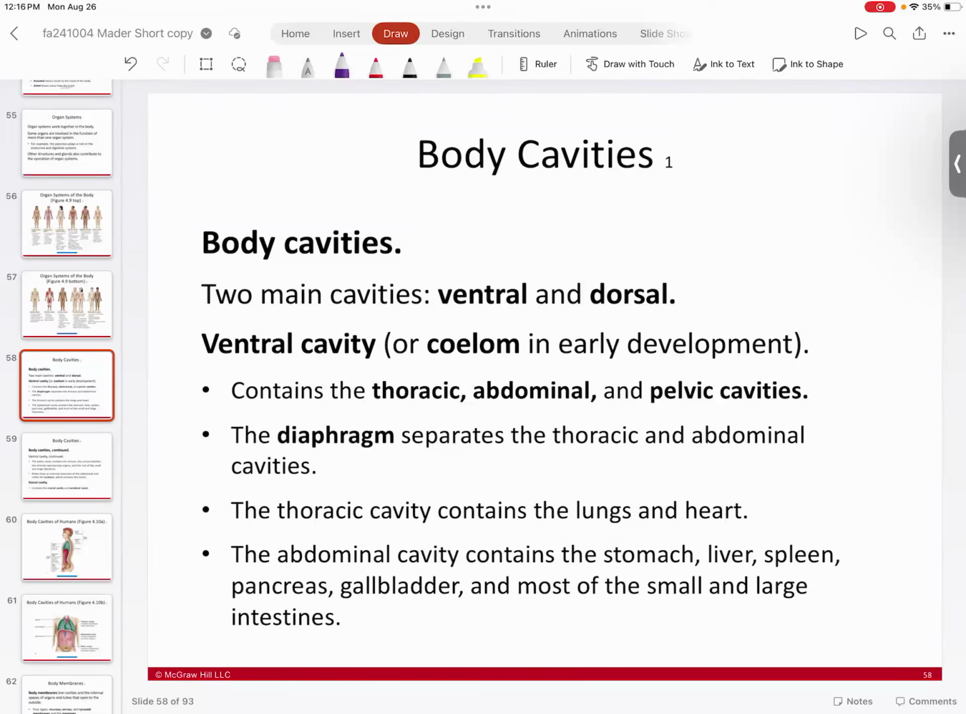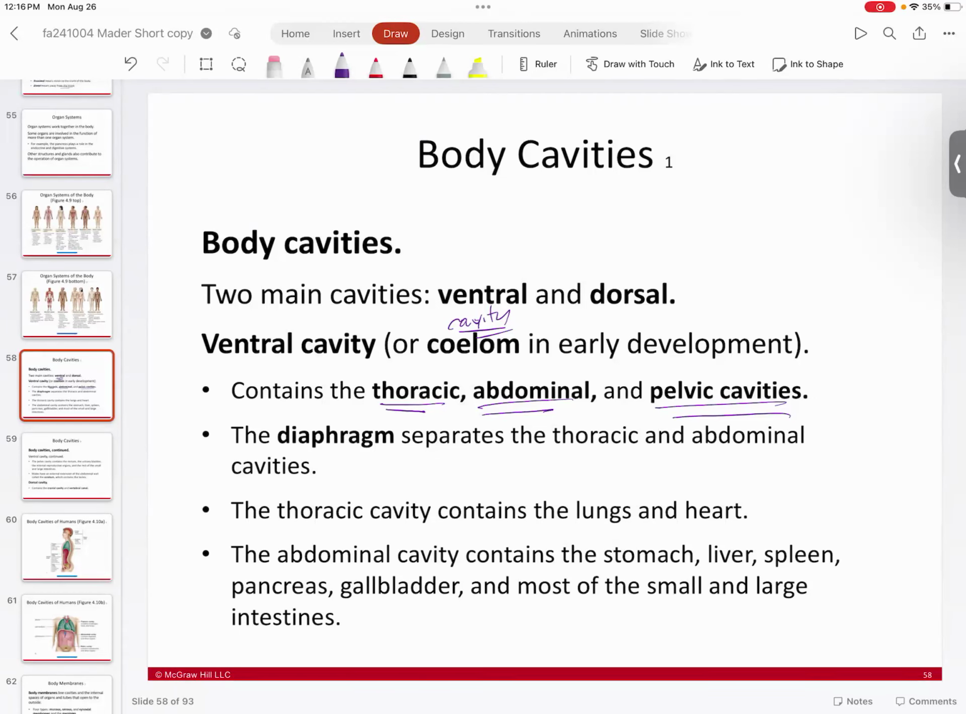So now let's take a look at the cavities. We have two main cavities: the ventral, the stomach side, and the dorsal. The ventral cavity, or the coelom, if you were in early development or in zoology, this basically means cavity. It contains the main cavities that we'll be talking about. So you have your thoracic cavity, your abdominal cavity, and your pelvic cavity. Those are all in the ventral cavity.